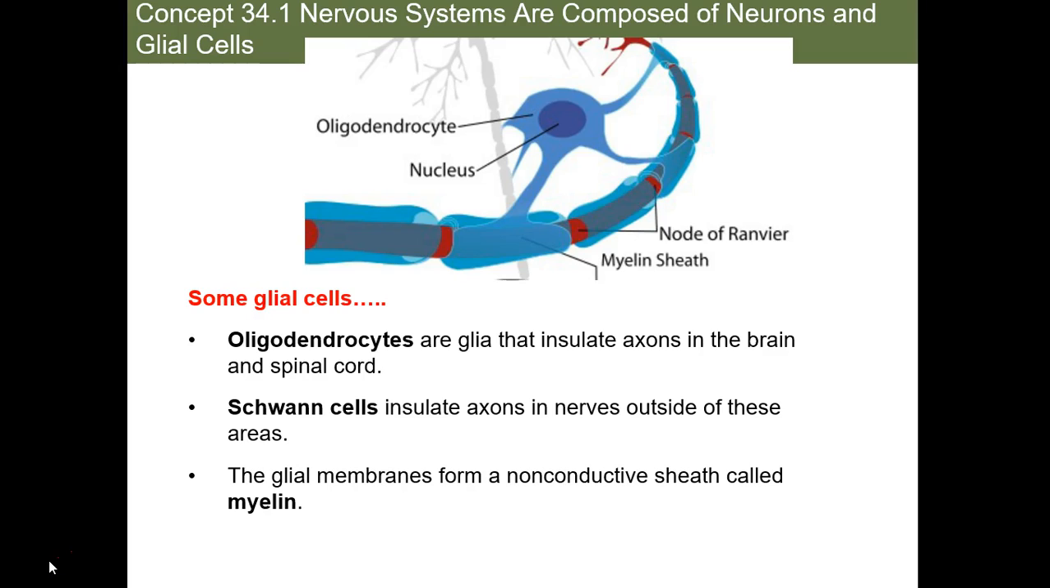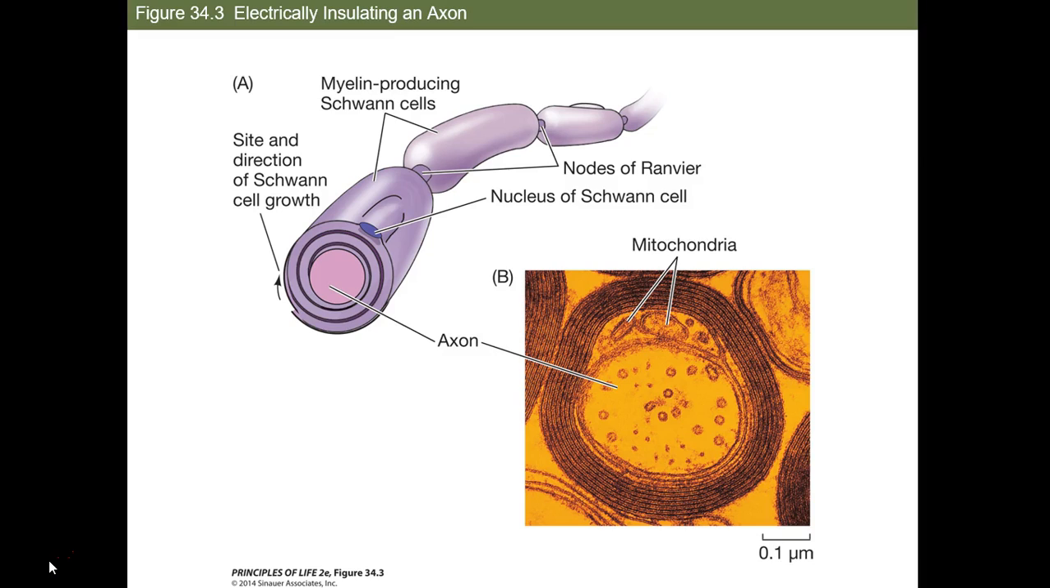Oligodendrocytes are glial cells that insulate axons in the brain and spinal cord. Schwann cells insulate axons outside the areas of the brain and spinal cord. The glial membranes form a non-conductive sheath called myelin. Here is a picture of a neuron wrapped in myelin. Myelin's function is to insulate the axons.